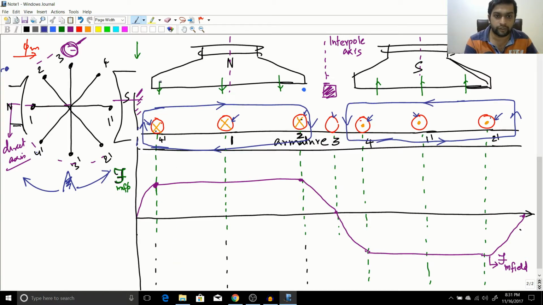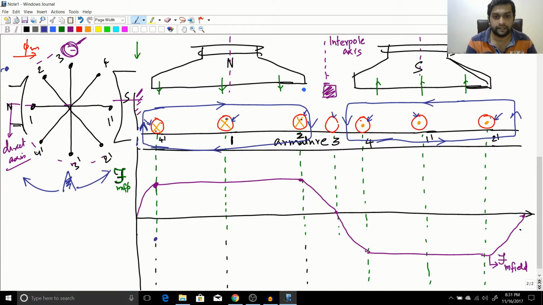Should it be in the positive, should it be in the negative? Now, from top to bottom, I have taken the direction. If the MMF is causing a flux from top to bottom, that MMF is positive. But here, the MMF is causing a flux to flow from bottom to top. Therefore, that will be negative. So, this particular area, the MMF would be negative. So, there I am going to put a negative value.